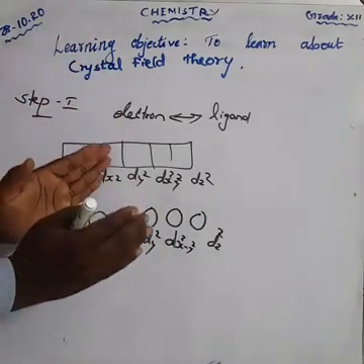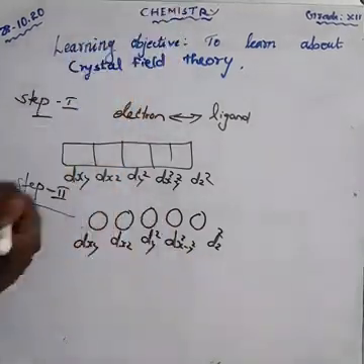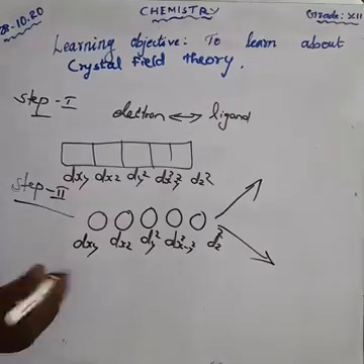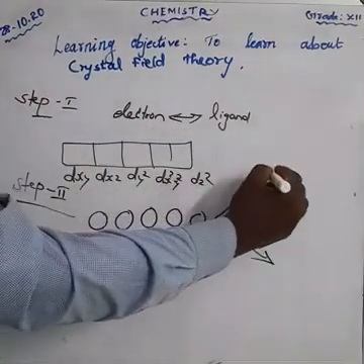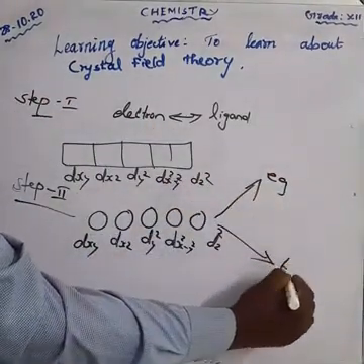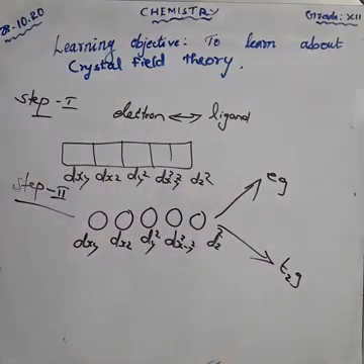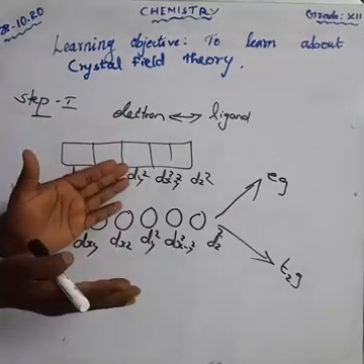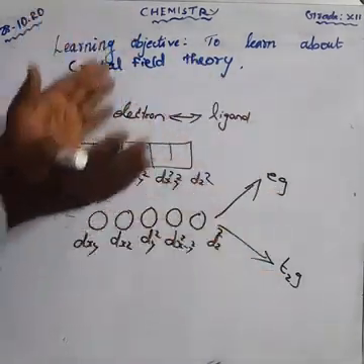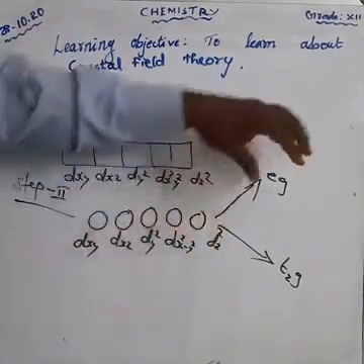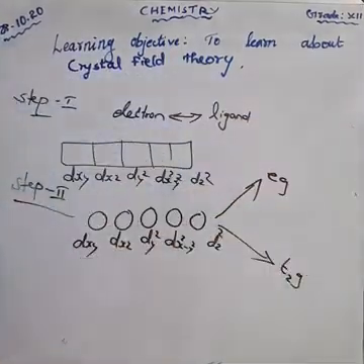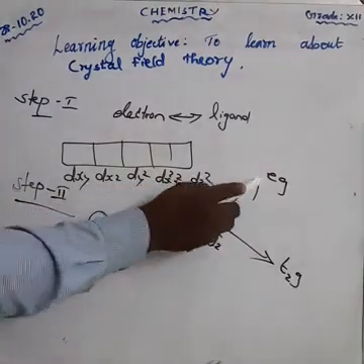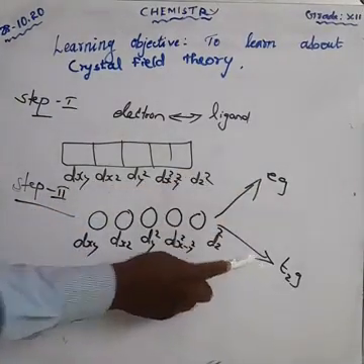Here, the degenerate orbitals split into 2 sets. Which are the 2 sets? We are saying Eg and T2g. The d orbitals split into 2 sets. This is one set, this is another set. The first set is called Eg and the second set is called T2g.